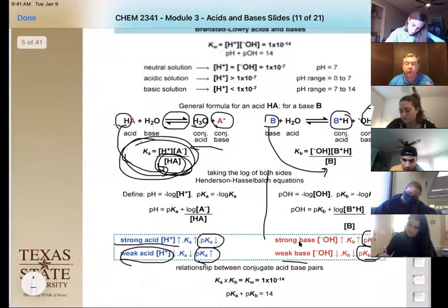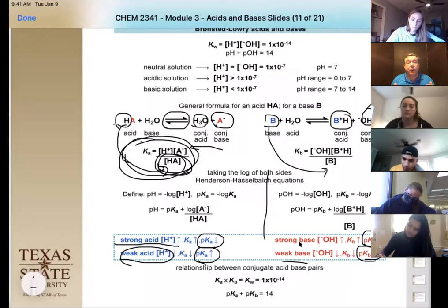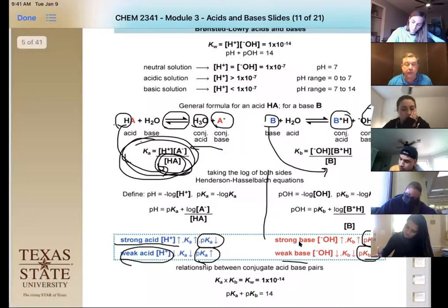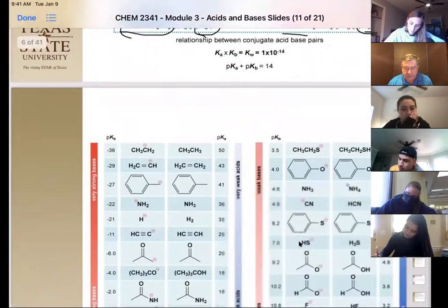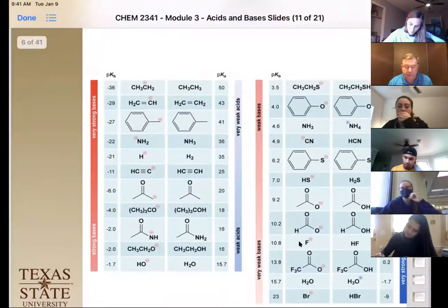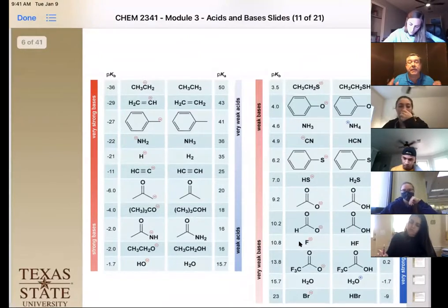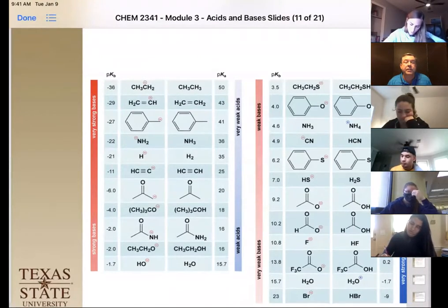But that only works in water. Notice that water is in both of these equations. In Bronsted-Lowry acids, we don't have to have water, so we have to have a different measure. And we call those the equilibrium constants of the acid. And so from that, we end up with what we call a pKa, which is, instead of pH, it's just the equilibrium constant of the acid.